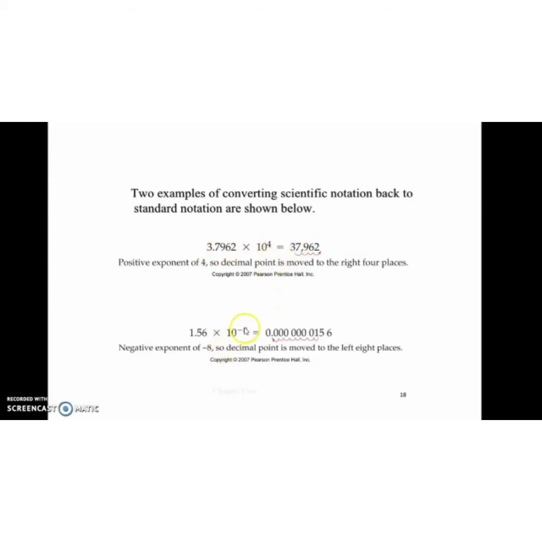If it is 10 raised to minus 8, like 1.56 into 10 raised to minus 8, then the decimal point is moved to the left by 8 places. That becomes 0.00000000156.